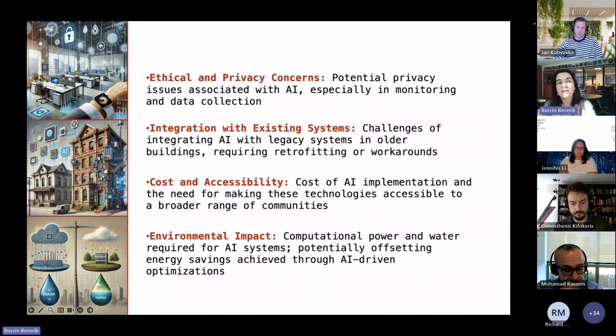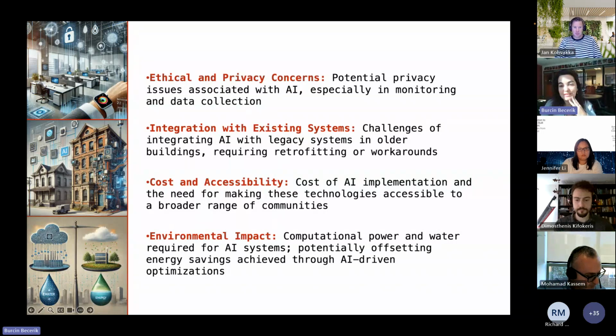And we are all excited about AI, but I also would like us to think about the computational power and the water required for these AI systems. They're very power and water hungry systems. So we want to make sure we're offsetting them with the goals achieved through AI-driven optimizations, for example, energy savings and the implications. So I'll leave it here.